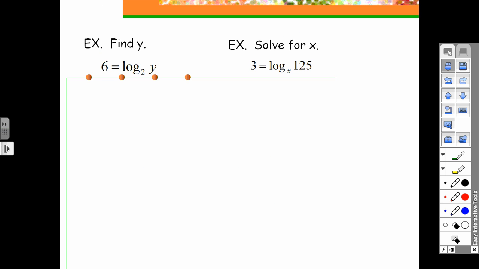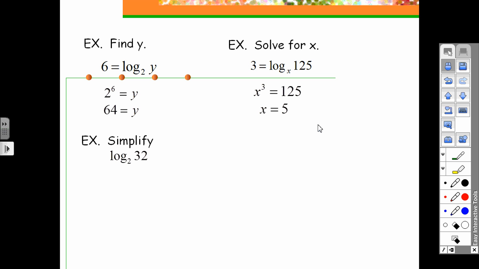Find y once again. Okay, let's convert this into exponential form. So this is our exponent, this is our base, so 2 to the 6 equals y, and now you can just figure out what 2 to the 6 is, right? What about the next one? We have to solve for x, so this is our base, this is our exponent. So x cubed is equal to 125, take the cube root of both sides, and we get 5.